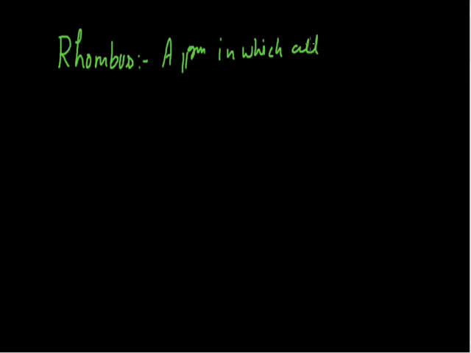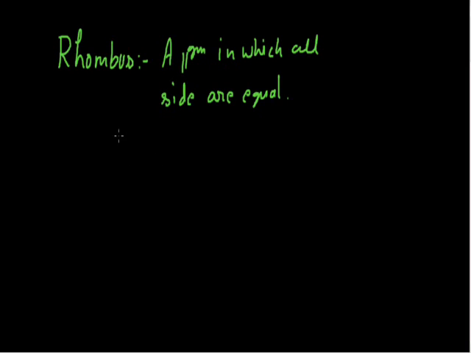Hello students, today we discuss the special types of parallelograms. The first one is the rhombus. So what is a rhombus? A rhombus is a parallelogram in which all sides are equal. एक पैरेललोग्राम जिसकी सारी साइड्स इक्वल है उसे हम rhombus बोलेंगे.